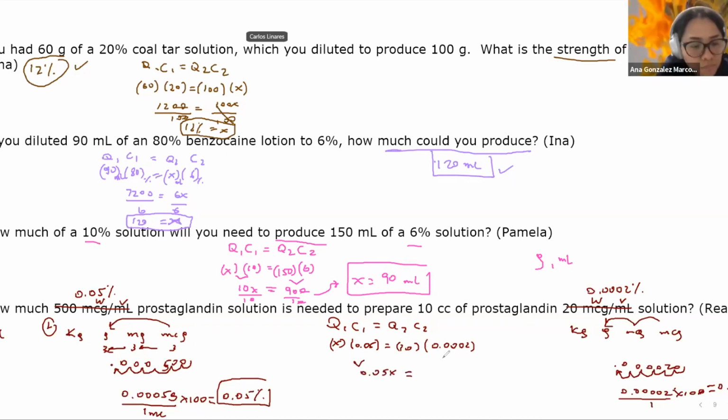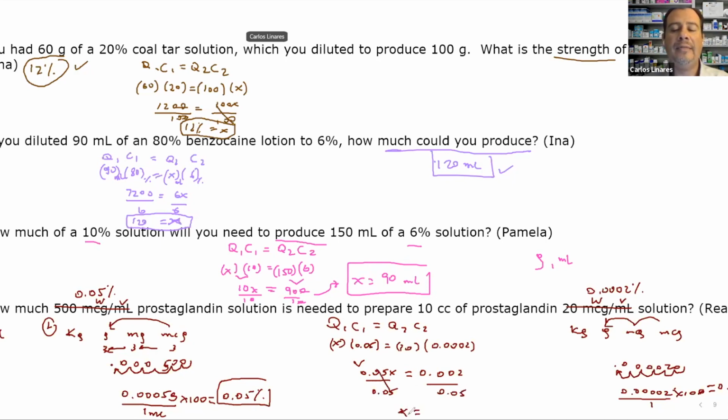Okay. So 0.05x is equal to 0.02. Divide both sides by 0.05. This cancels out, and x is equal to 0.4 mLs. Am I right? Mhm. Okay.